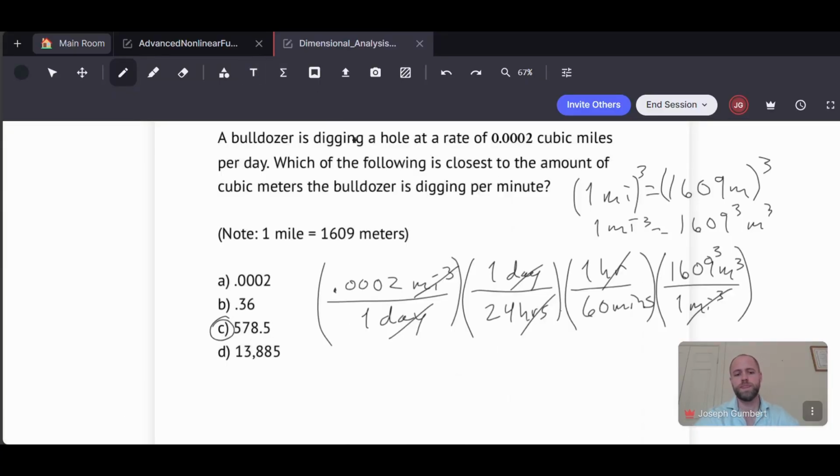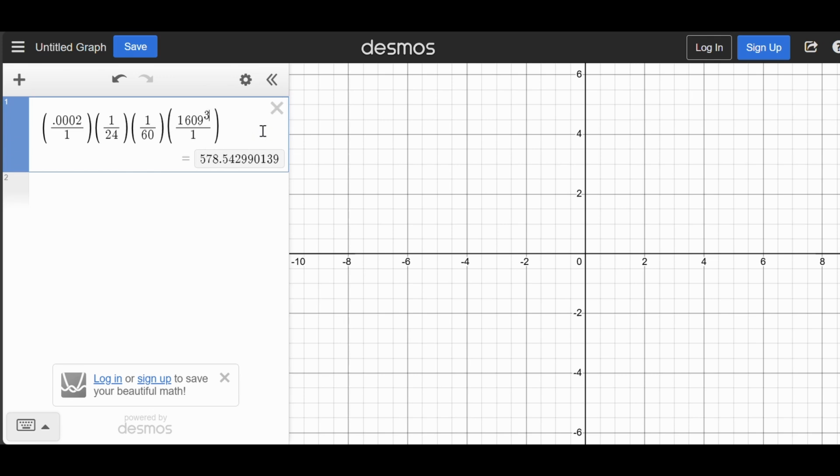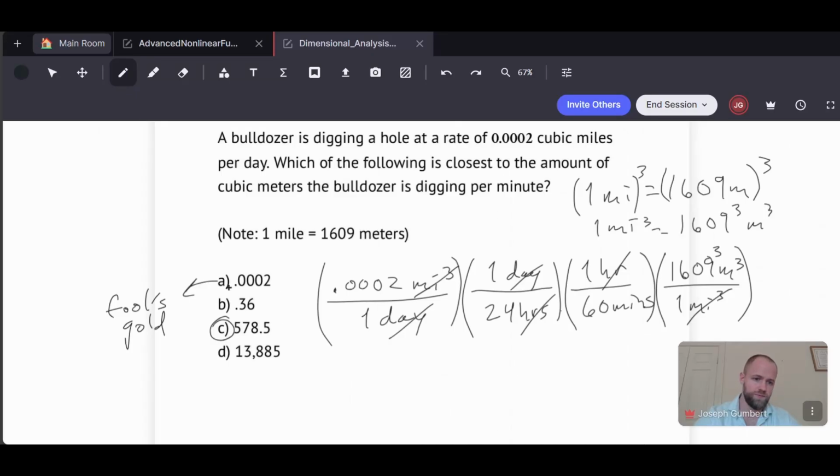That being said, on all these questions, they always put a fool's gold answer choice as well. And that's going to be A. This is for those students who know dimensional analysis but didn't convert the units. If I did 1609 over 1 here, then I get 0.0002 as my answer. And so they gave that to us as well, just in case we didn't actually convert the units. So we want to be really careful with this.